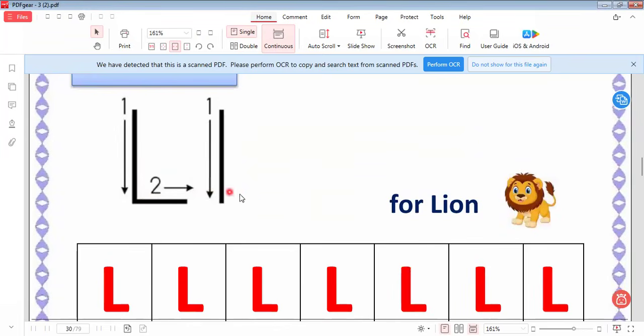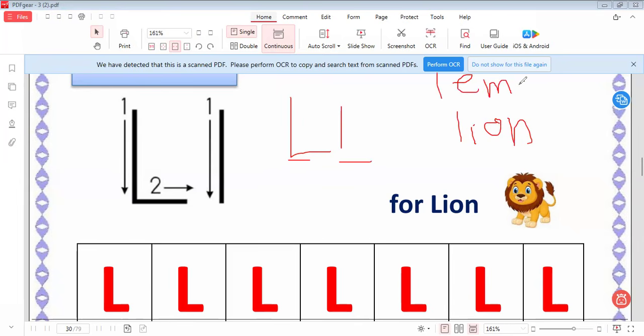Here's capital L and small l. L for line. Capital L and small l. L for line. And L for what also? L for lemon. Okay, all these words start with the letter L. L for lemon, L for lime. So capital L and small l.